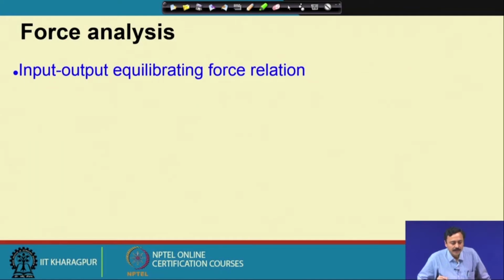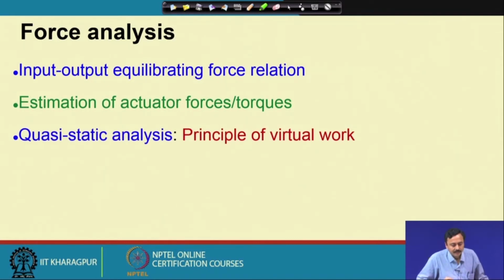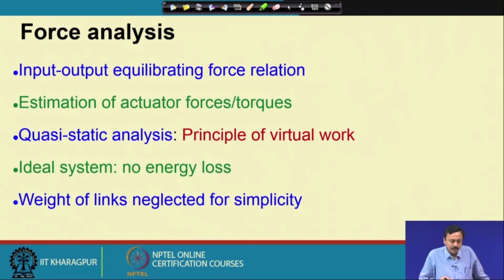So, under force analysis, we are going to look at the input output equilibrating force relation. This will give us an estimation of the actuator forces or torques that will be required. So, this will also help us in some way to estimate the size of the actuator. As I have mentioned, this is not about dynamic forces, forces that produce acceleration, but forces which maintain static equilibrium. So, we are looking at quasi-static analysis using the principle of virtual work. We will assume that our system is ideal, that means there is no energy loss. Furthermore, for simplicity, we are going to assume that the weights of the links are small compared to the forces that they are carrying. So, under these assumptions and with this goal, we are going to discuss the force analysis problem.